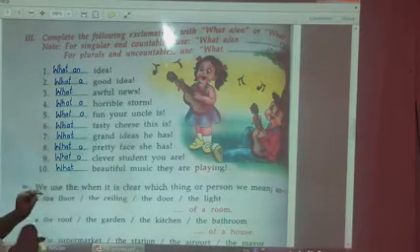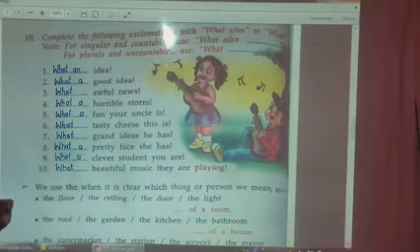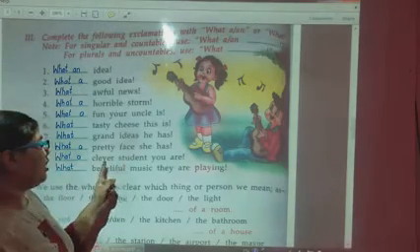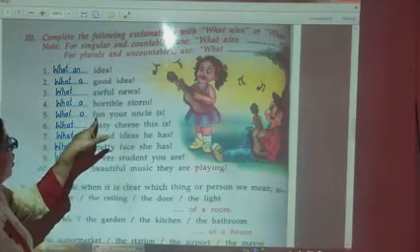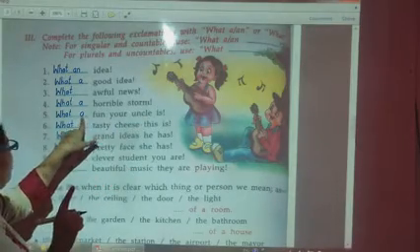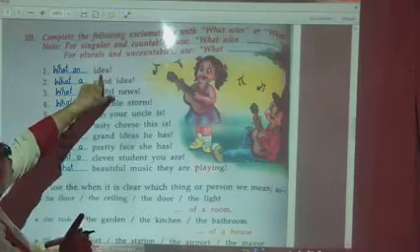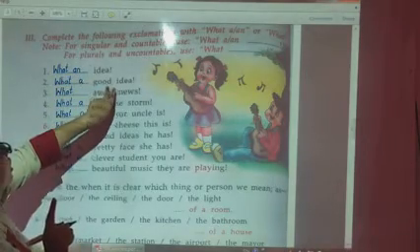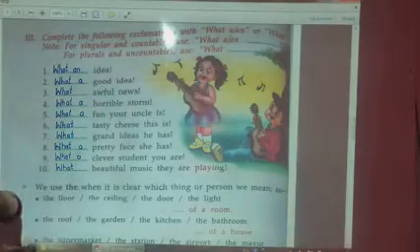I hope you have understood why we have used A or AN and what. Here face is only one, so we have used a. In a class there is a clever student, so a. Here only one uncle, the boy is talking about only one uncle, so a. Here only one storm is there, so we have used a. Here idea, only one idea is there, so a. And here a good idea. Before idea, good is used, so a.